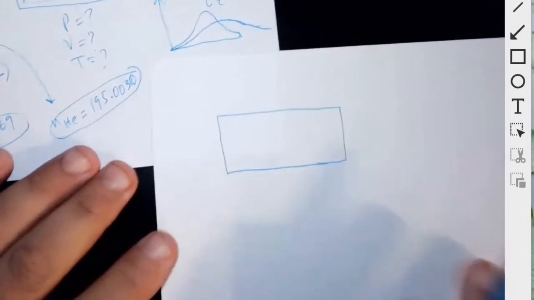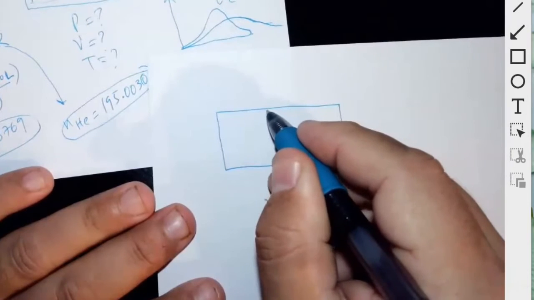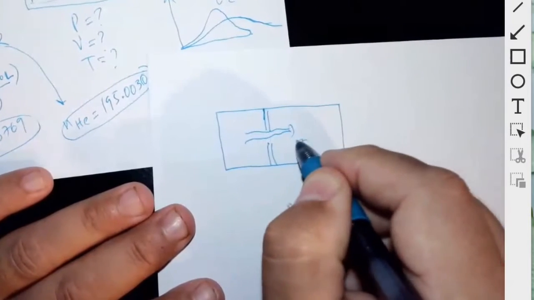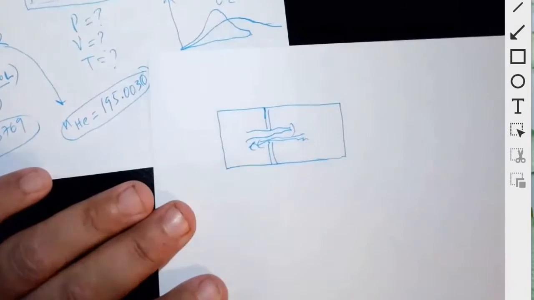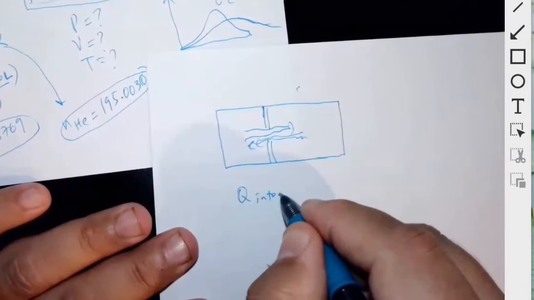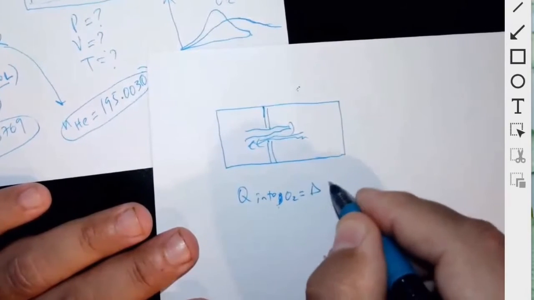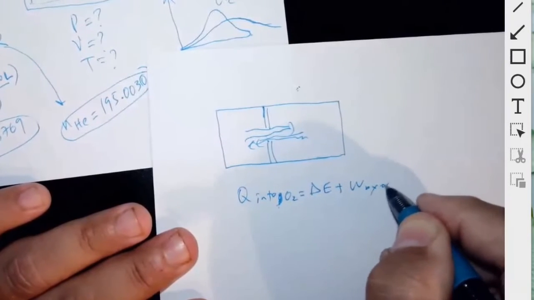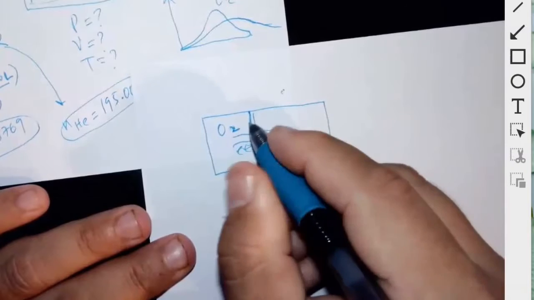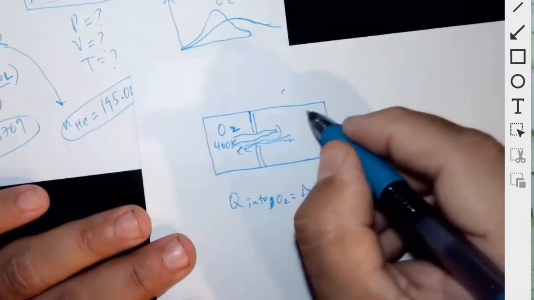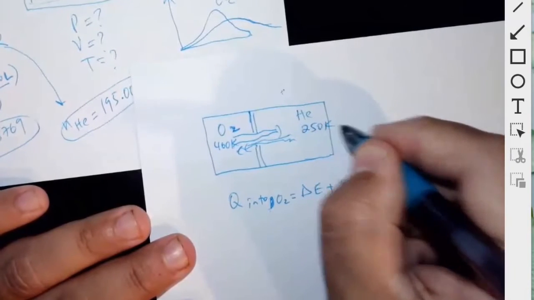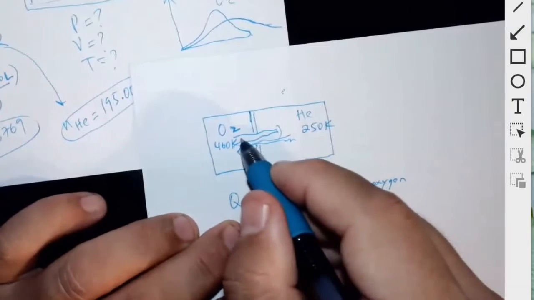Okay, now here's where the monatomic and diatomic concept is going to come in. As they exchange, let's say here's the barrier. As this gas goes over here and that gas goes over here, they're going to exchange heat with each other, but not with the surroundings, right? So then Q into the oxygen is going to be delta E of oxygen plus the work done by oxygen. Let's see, oxygen was what? It was 400 Kelvin, and then the helium was 250 Kelvin. So actually oxygen is going to be giving heat to the helium.